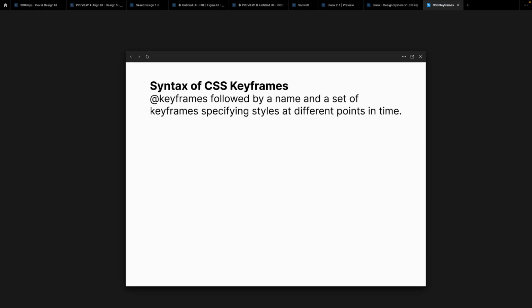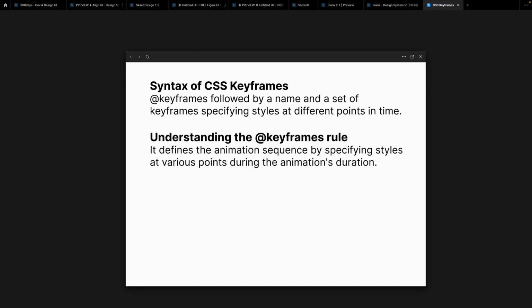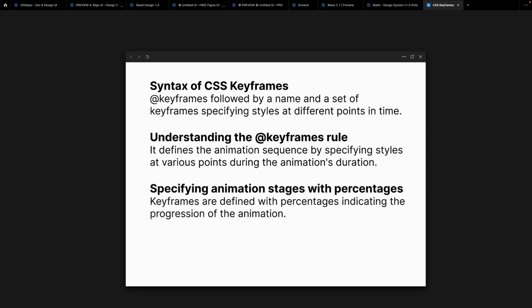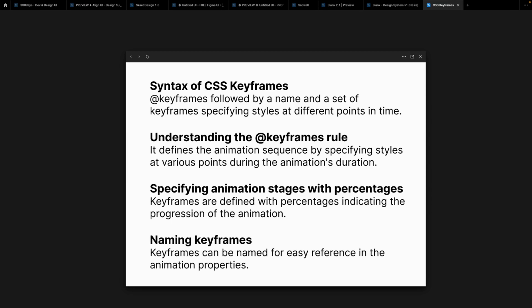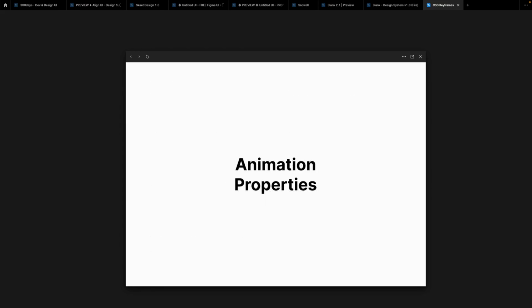What are the basics of keyframes? Syntax of keyframes. They add @keyframes followed by a name and a set of keyframes specifying styles at different points. The @keyframes rule defines the animation sequence by specifying styles at various points during the animation. Animation stages with percentages. Keyframes are defined with percentages, indicating the progression of an animation. Naming keyframes. Keyframes can be named for easy reference in the animation properties.